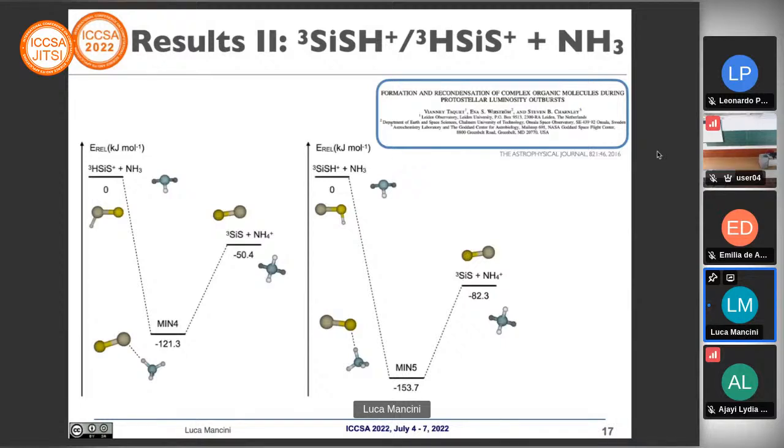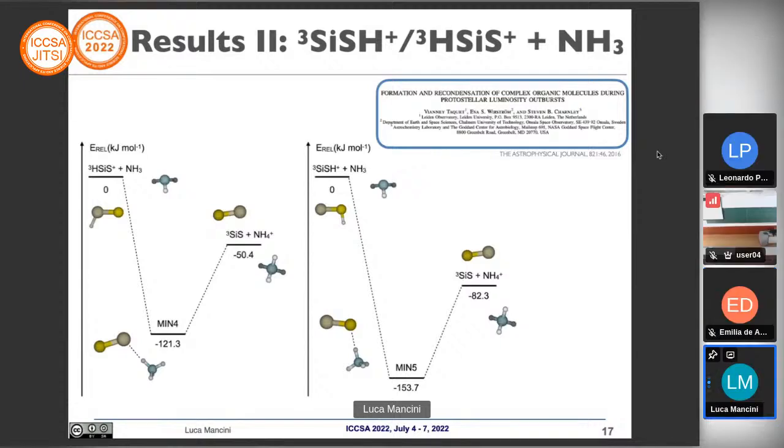They are characterized by stationary points which are extremely exothermic. And each potential energy surface shows only one minimum, one intermediate, in which the ammonia molecule interacts with the hydrogen side of the cation, leading to the formation of the NH4+ cation and neutral silicon sulfide.